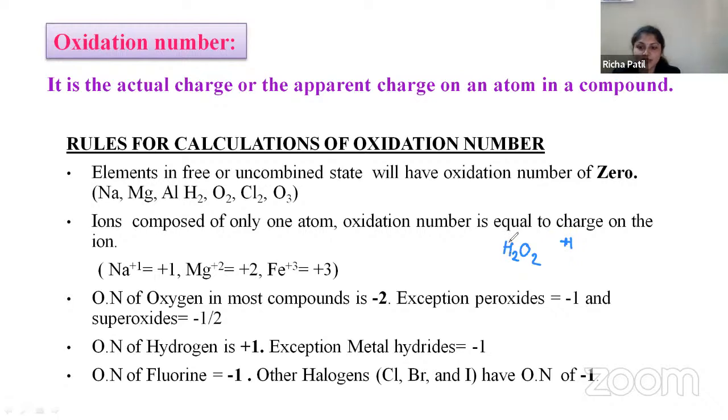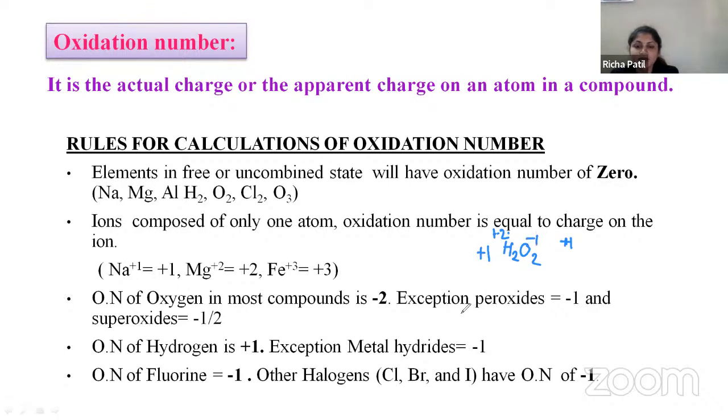So hydrogen is +1. How many atoms of hydrogen are there? 2 atoms, so this will be +2. Each hydrogen is +1. How many oxygens are present here? There are 2 oxygens. The overall charge on H2 will be +2. To make this compound neutral, it should be 0, so each oxygen will be -1.